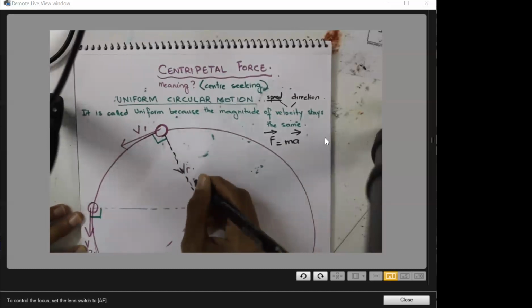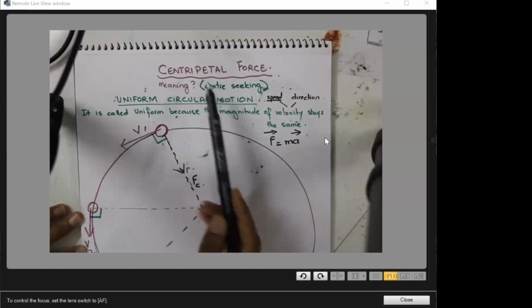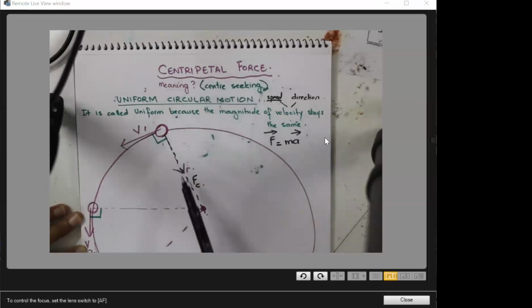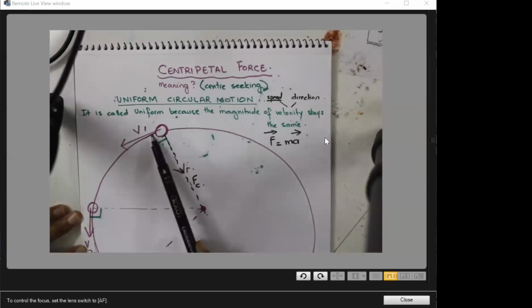This is called the centripetal force. Centripetal meaning center seeking, meaning it is constantly trying to bring the object towards the center of the circle. Though it's not successful in doing that, it is trying. And it is because of this trying that it is able to pull the object down in the shape of a circle, in a curved path.